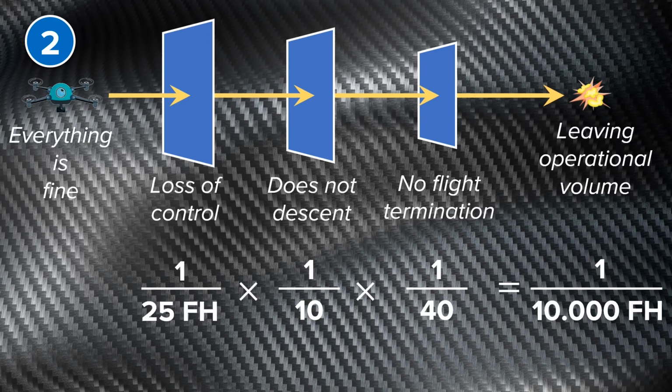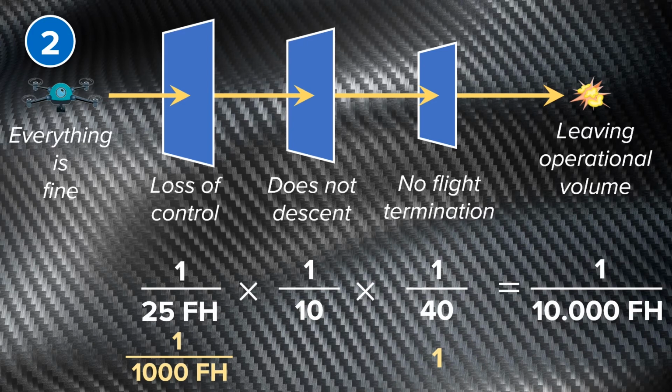Note here that if the aircraft is not equipped with flight termination, this probability becomes 1, and since the probability of not descending is probably hard to change, the probability of loss of control must then be as low as 1 per 1,000 flight hours to still give a flyaway probability of 1 per 10,000 flight hours. Since this is rather unrealistic, it is difficult to comply with step 9 without having a flight termination system.